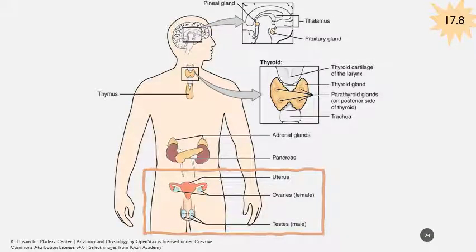Okay, so then finally getting to reproductive hormones broadly, we're going to talk about a few different types of hormones. One thing that I want to say is I'm going to talk a little bit about intersex folks at the end of this.